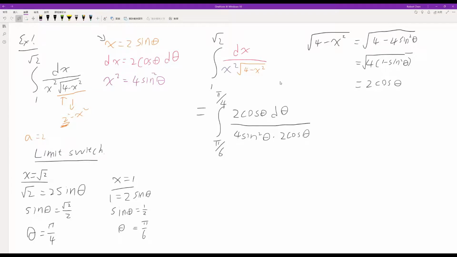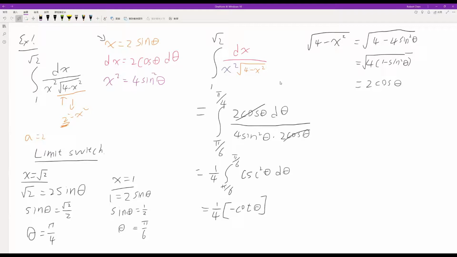So times 2 cosine theta. We're going to see that the 2 cosine theta simplify each other out, and then you're left with the 1/4. I'm going to put it on the outside, pi over 6 to pi over 4. And now we have 1 over sine squared, which is cosecant squared theta. Now, the integral of cosecant squared is just negative cotangent theta.